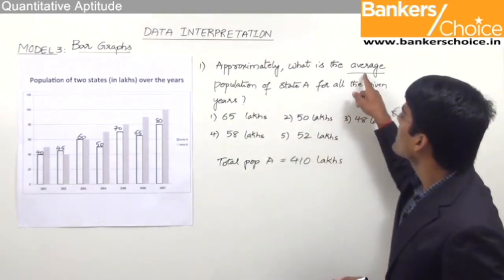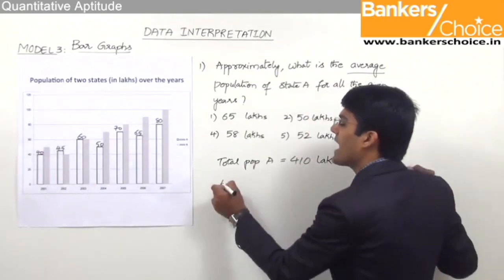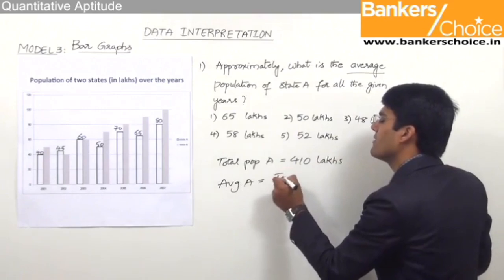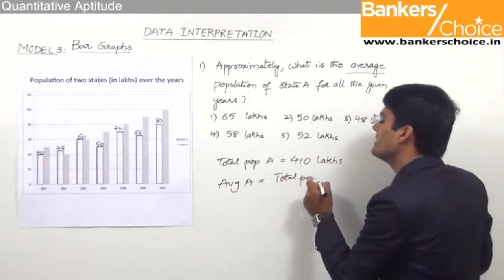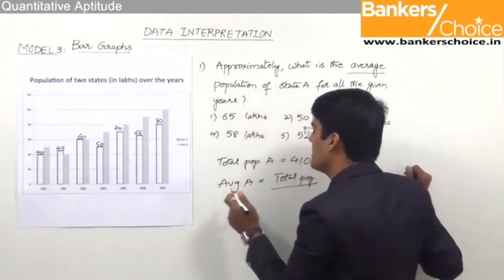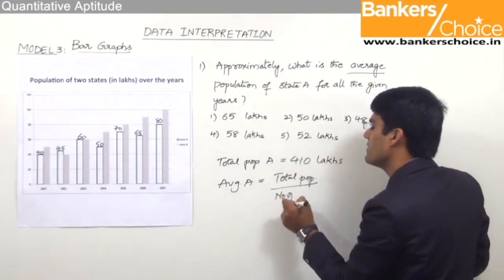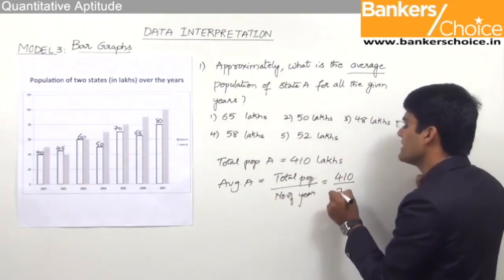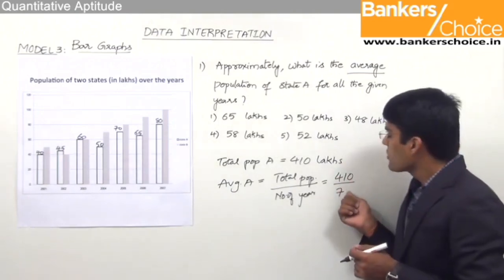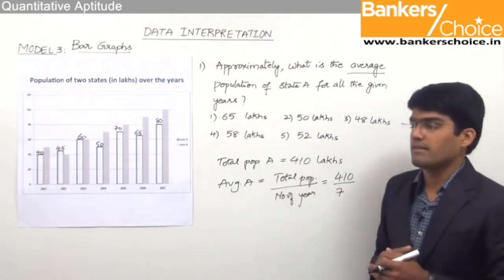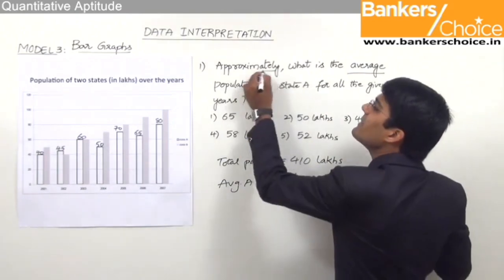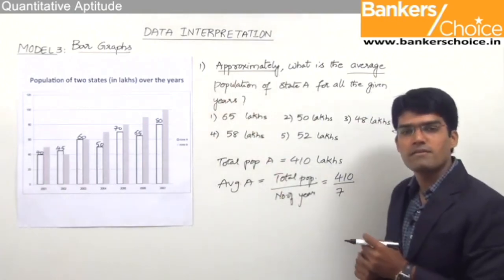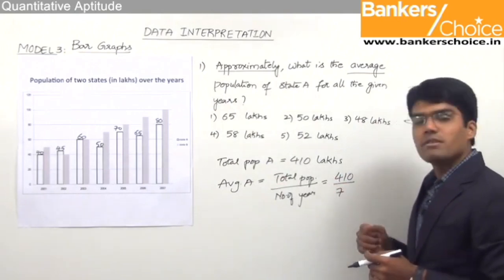We are supposed to find out the average population of state A. Now the average for state A can be taken as total population, that is 410, divided by the number of years. Here we have 7 different years. So number of years will be equal to 7. So this will be equal to 410 divided by 7. Now by simplifying 410 by 7, we can get the required answer. As given in the question, approximate calculation has to be done. The question says, what is the approximate average population of state A? So let us see what is the approximate answer here.